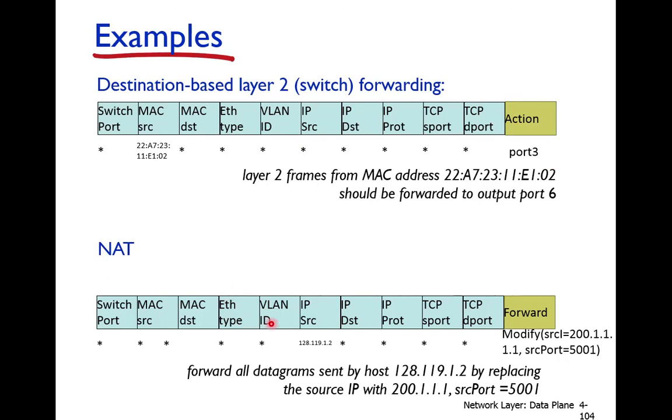Similarly, we can implement NAT in the SDN as well. For example, if a packet arrives with this source IP address, then this source IP address should be replaced by this IP address, the source port number should be replaced with this port number, and then it should be forwarded, like NAT. This entry has a modify action. What does the modify action mean? If the packet arrives with the source IP address 128.119.1.2, then this action is performed. The source IP address in the packet will be replaced with the source address 200.1.1.1, and the source port number will be set to 501.